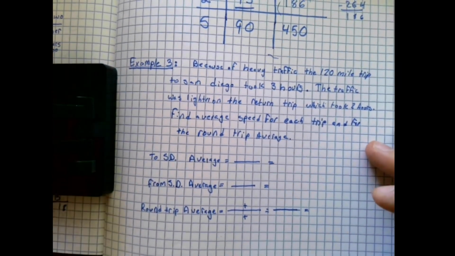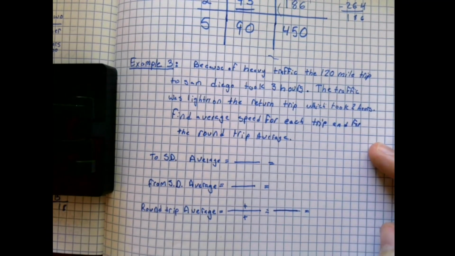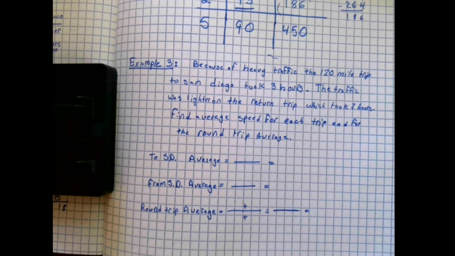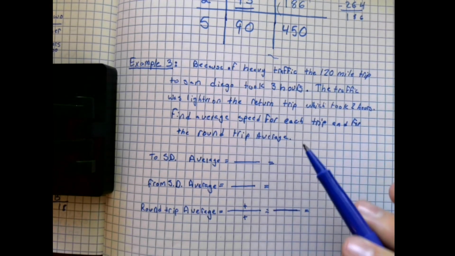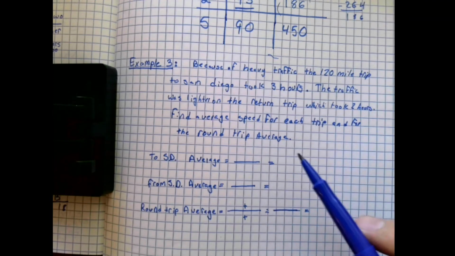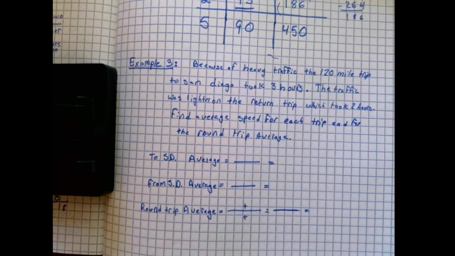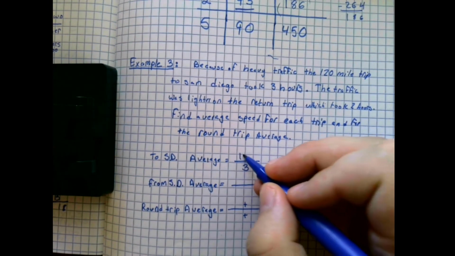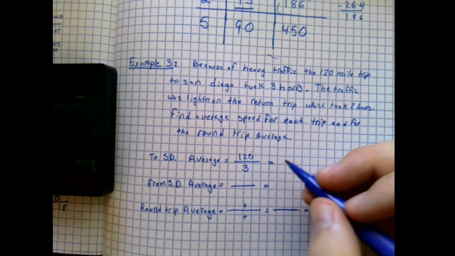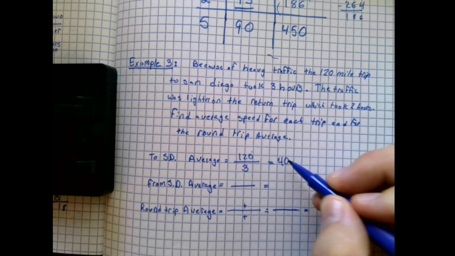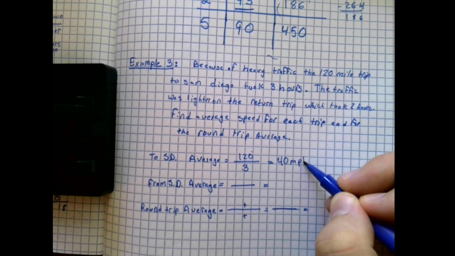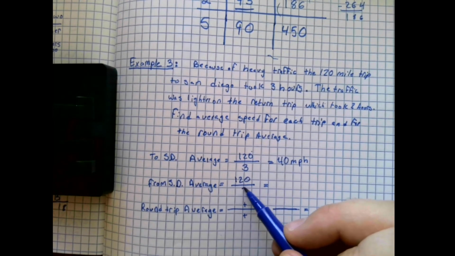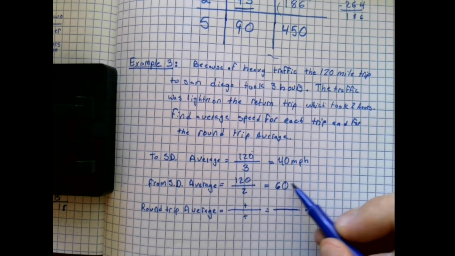Example 3 says because of heavy traffic, the 120-mile trip to San Diego took 3 hours. The traffic was lighter on the return trip, which took 2 hours. Find the average speed for each trip and for the round trip average. Now, it took 3 hours to go 120 miles. 120 divided by 3 is 40 miles per hour. If we did 120 in 2, that would be 60 miles per hour.